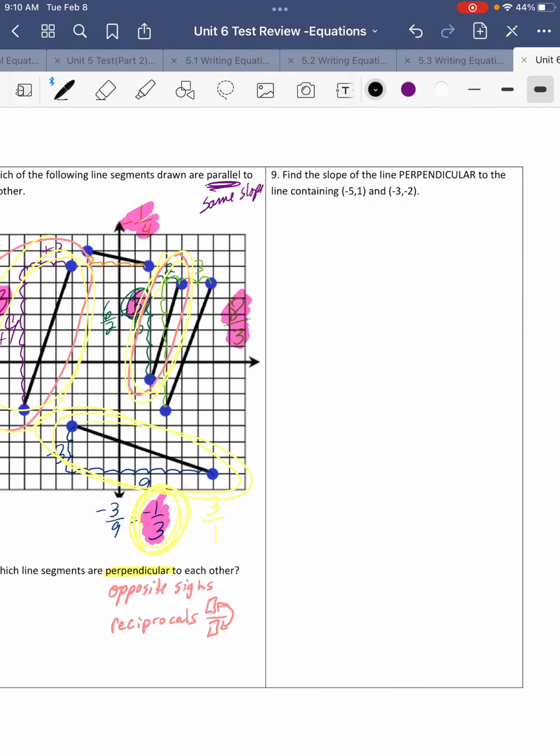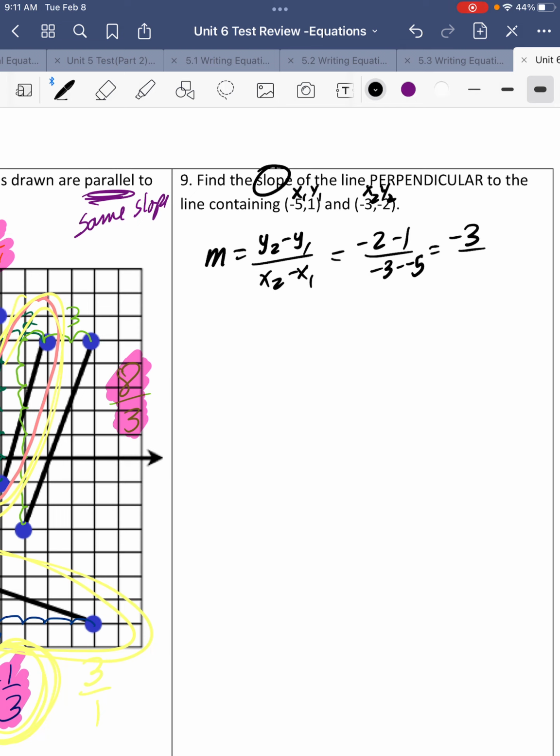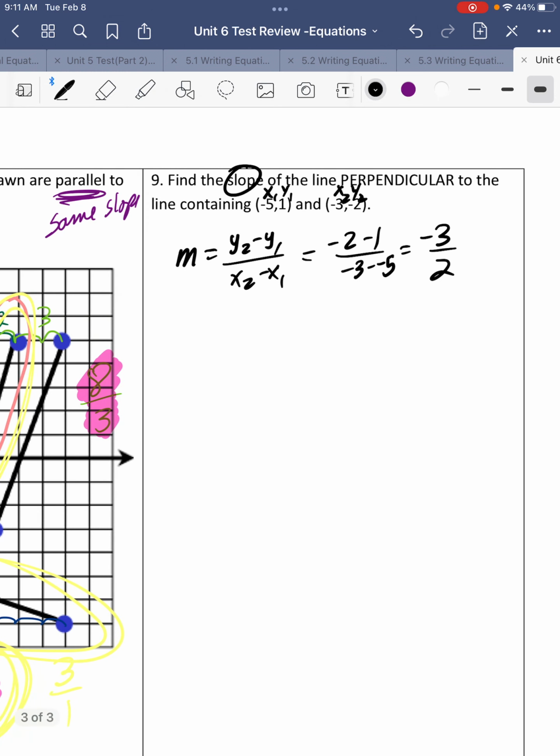And then lastly, our last problem, find the slope of the line perpendicular to the line containing. So you can plot these points if you want, or you can have y1, x1. So finding slope. Slope is your y2 minus y1 over x2 minus x1. So I have negative 2 minus 1 and negative 3 minus negative 5. So that's negative 3 over 2.